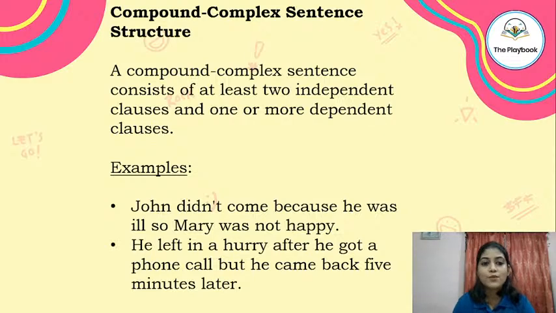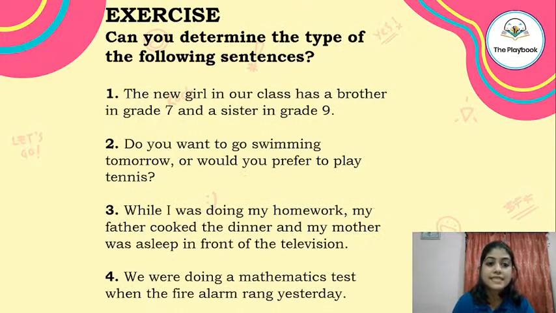Now we will move on with an exercise. So can you determine the type of the following sentences? Here are 4 sentences. All of you in the comment section can give me your answers. Which one do you think, the first sentence, which type do you think it is? The new girl in our class has a brother in grade 7 and a sister in grade 9.